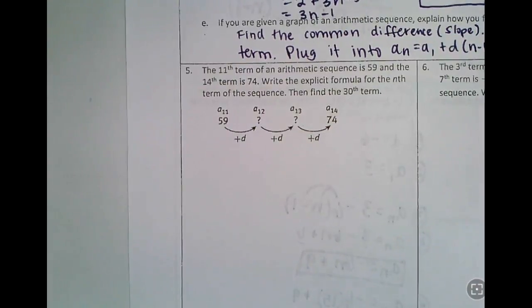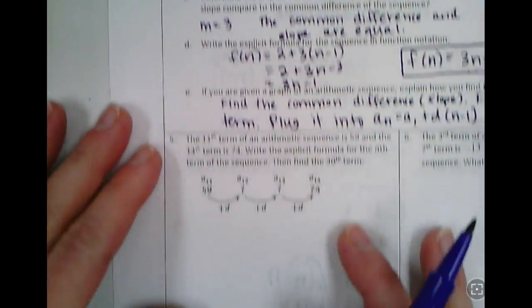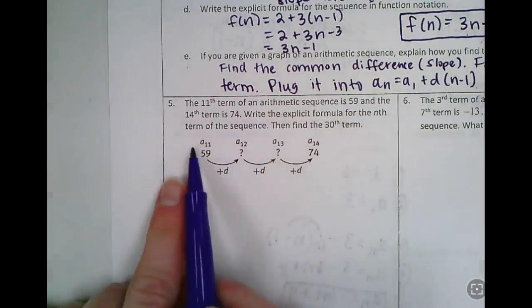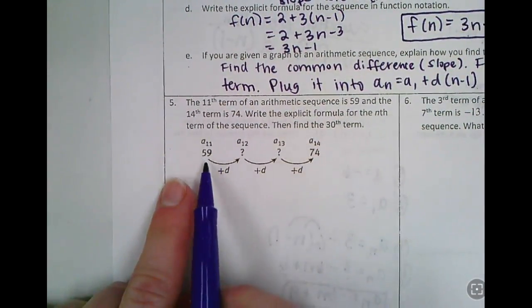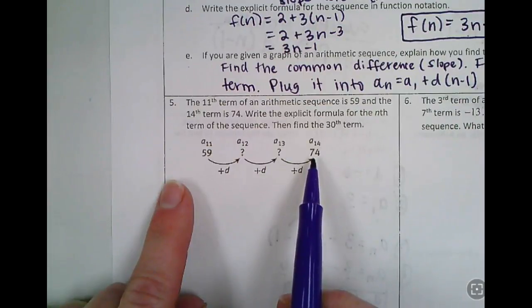So what I want you to notice, I'm going to flip back to the front side of our explicit formula. Basically, we need to know the first term and the common difference in order to write the explicit formula. So I've given you a visual aid showing you that A11, or the 11th term, is equal to 59, and A14, the 14th term, is equal to 74.